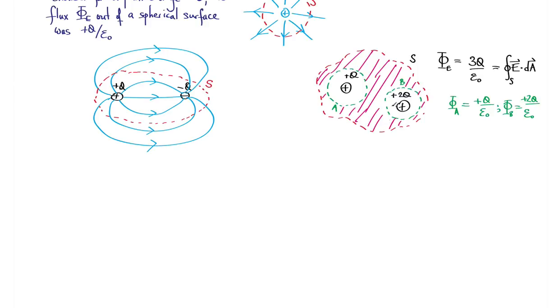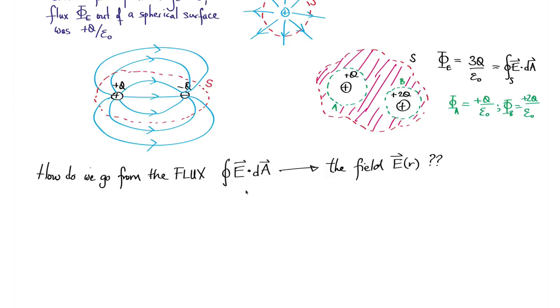All right, so one thing to keep in mind is that Gauss's law is only talking about the flux, right? So the question is, how do we go from flux, which is an electric field integrated over an entire surface, to an electric field? What we might want to know is the electric field. What we get from Gauss's law is the electric flux. So how do we go from one to the other?